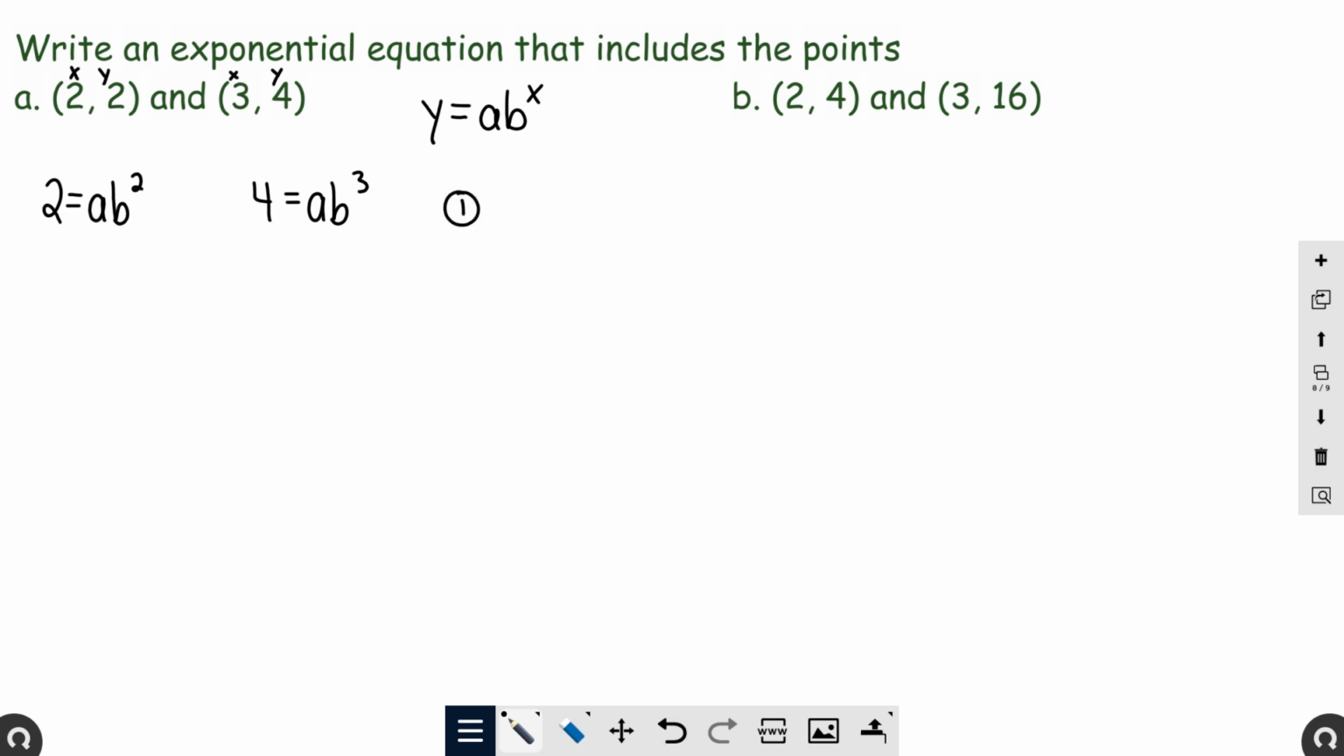So your first step is to plug in for x and y. And then your second step is to solve for a. So you can solve either one, but it's usually easier to start with that first one. So Carter, what would we do to solve this one for a? Well, what's happening with a? It's being what? So the opposite of multiply is to divide. So a equals 2 over b squared.